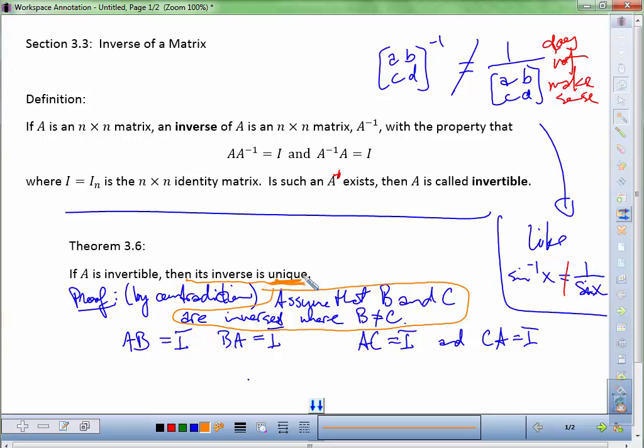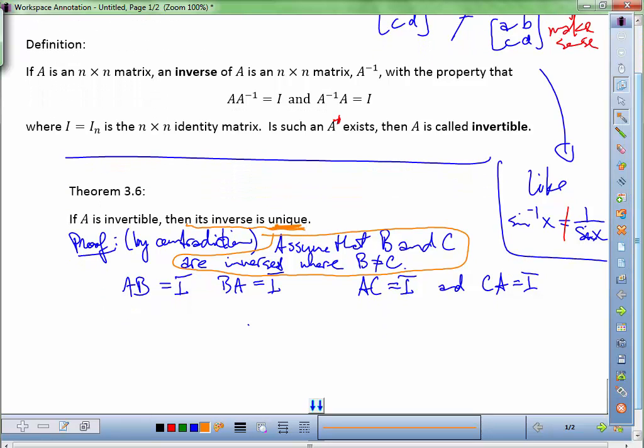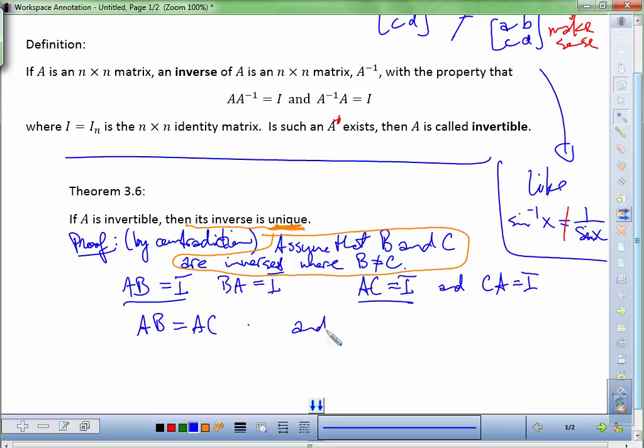Let's see. I wanted to write everything down so I could take a good look at this. So they're all equal to I, so they can be all equal to each other. So let's see if I can set these two equal to each other. That means that AB is equal to AC. That means also that BA is equal to CA. So if AB is equal to AC, then that basically means that B is equal to C, right? That's what I'd like to say.